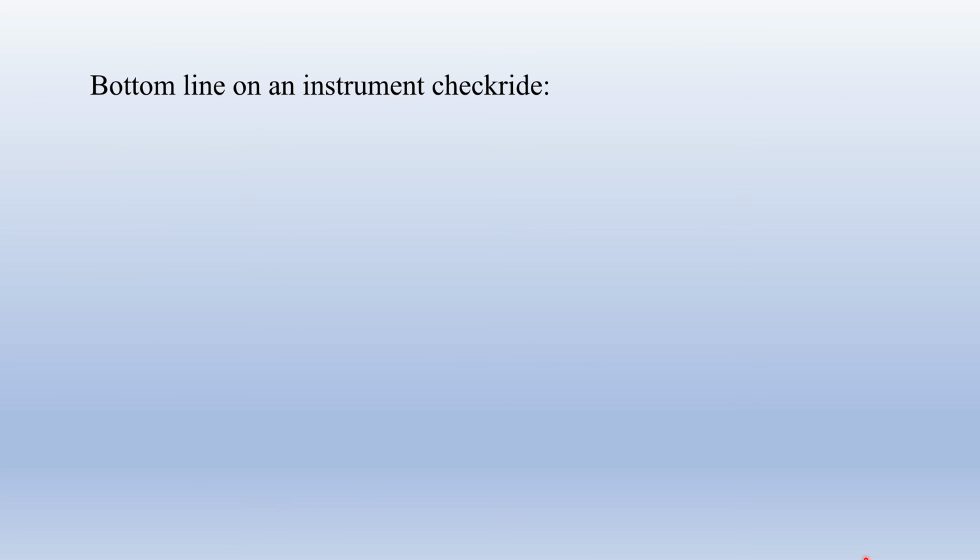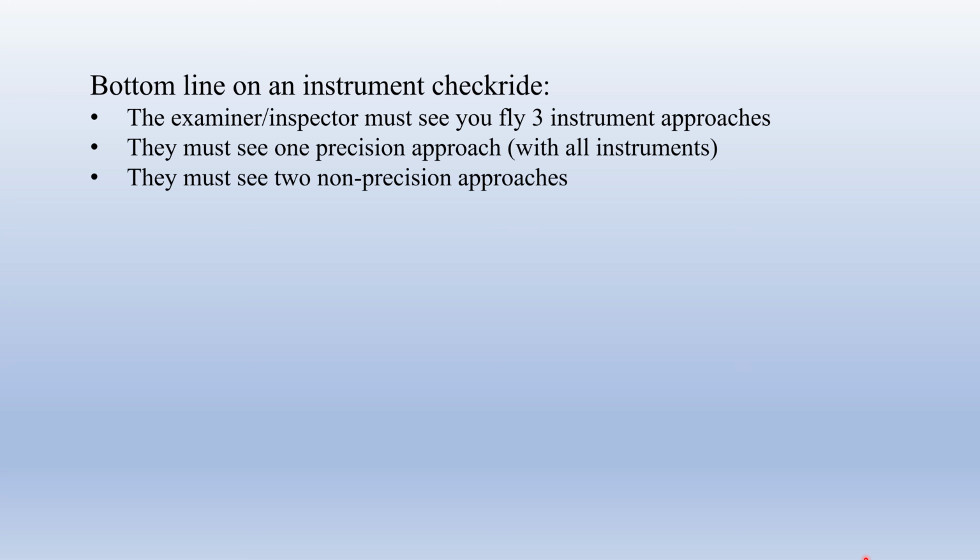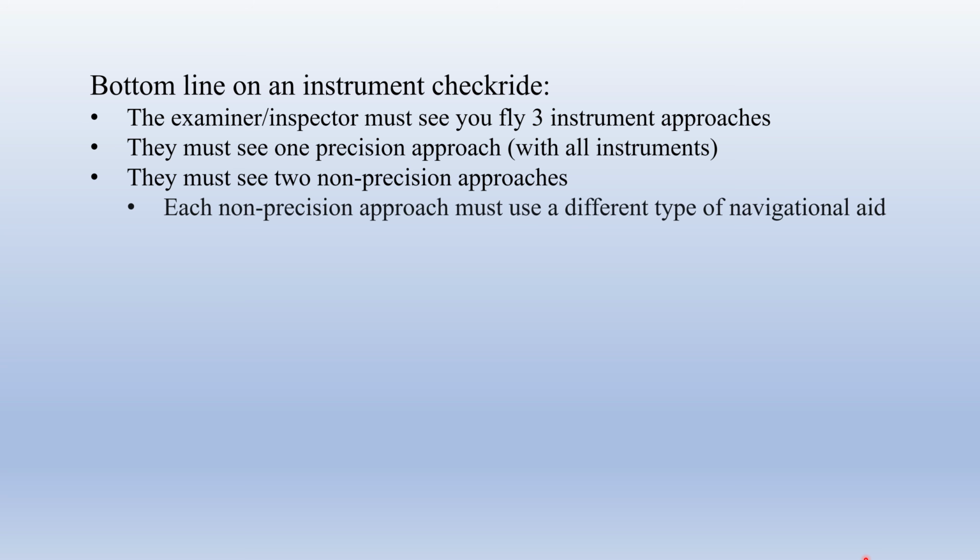The examiner is provided a great deal of discretion in how these skills are tested and in what order. The bottom line, as far as what they're going to probably conduct on the check ride, is that they will need to see you fly at least 3 instrument approaches. They must see one precision approach, and you usually can do this with all of your instruments. They have to see at least 2 non-precision approaches. Each non-precision approach must use a different type of navigational aid, so you can't do 2 GPS approaches.